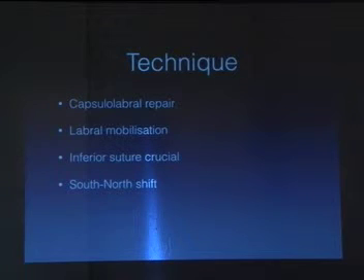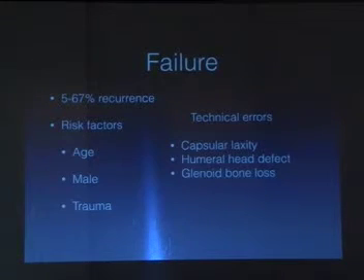So this is our aim. We want to achieve a capsular labral repair. We want to mobilize the labrum. We get a north-south shift. And remember, the inferior suture is crucial. So all the evolution that we hear about is trying to achieve that, and it's trying to minimize our failures.